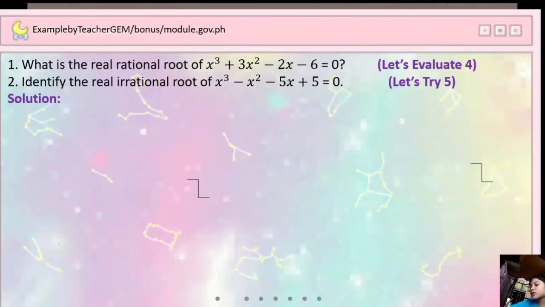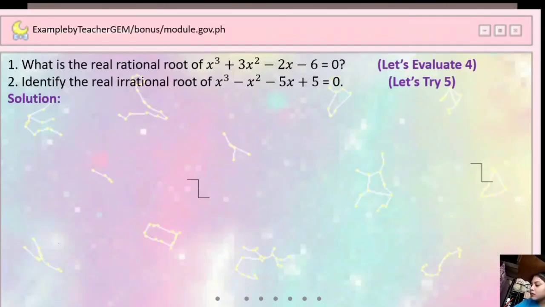8. So, sabi dito, what is the real rational root of x raised to 3 plus 3x raised to 2 minus 2x minus 6 is equals to 0. So, let's evaluate number 4. Ano daw yung mga rational root niya? So, ibig sabihin, rational, yung mga walang square root.